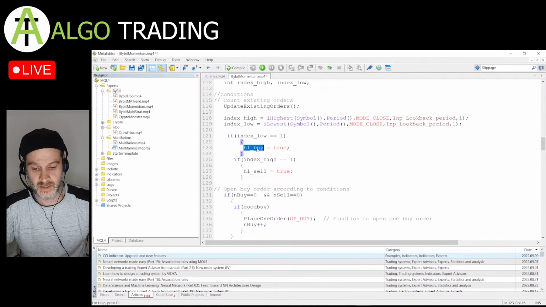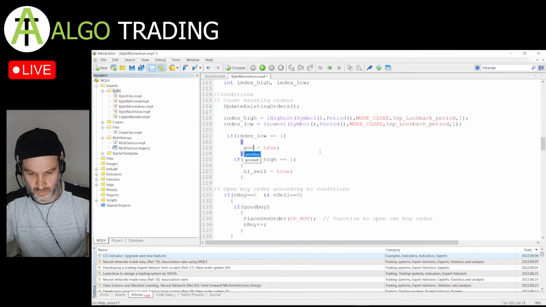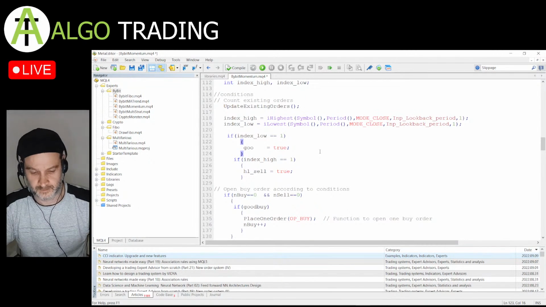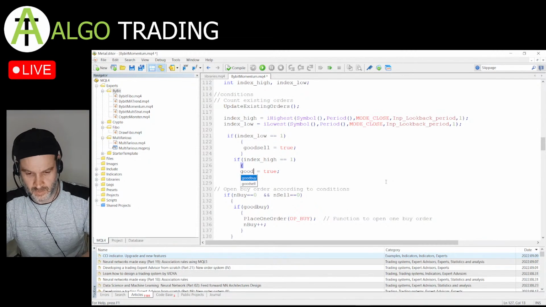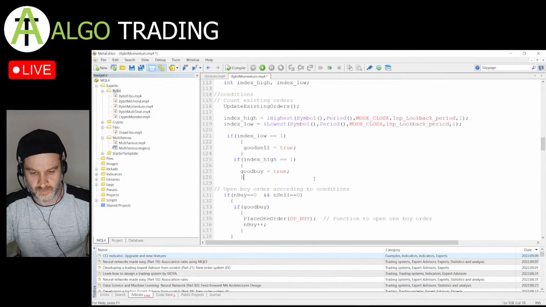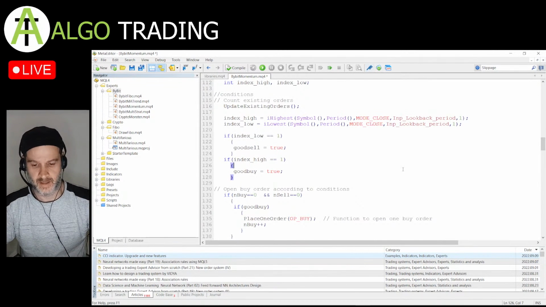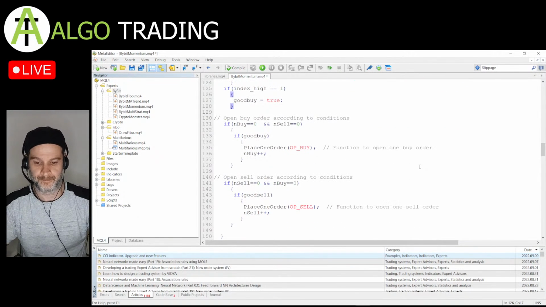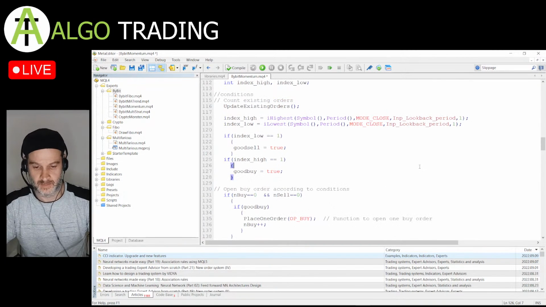So if the index low, then good sell, enter. Good sell equals true. If the index high, then good buy equals true. Style it up, make it look good. Okay, that's it. That's our entry. Those are our entry parameters. That's all we need.